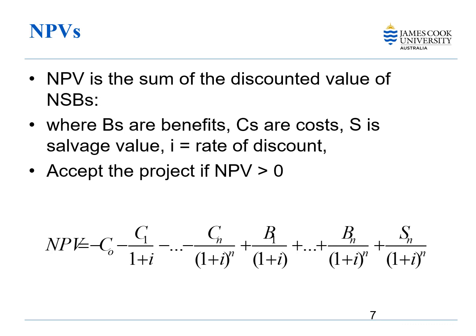So NPV is the sum of the discounted value of net social benefit. We are going to accept a project if we compute a positive NPV and reject it if it is negative. So NPV is the present value of benefit minus the present value of cost.